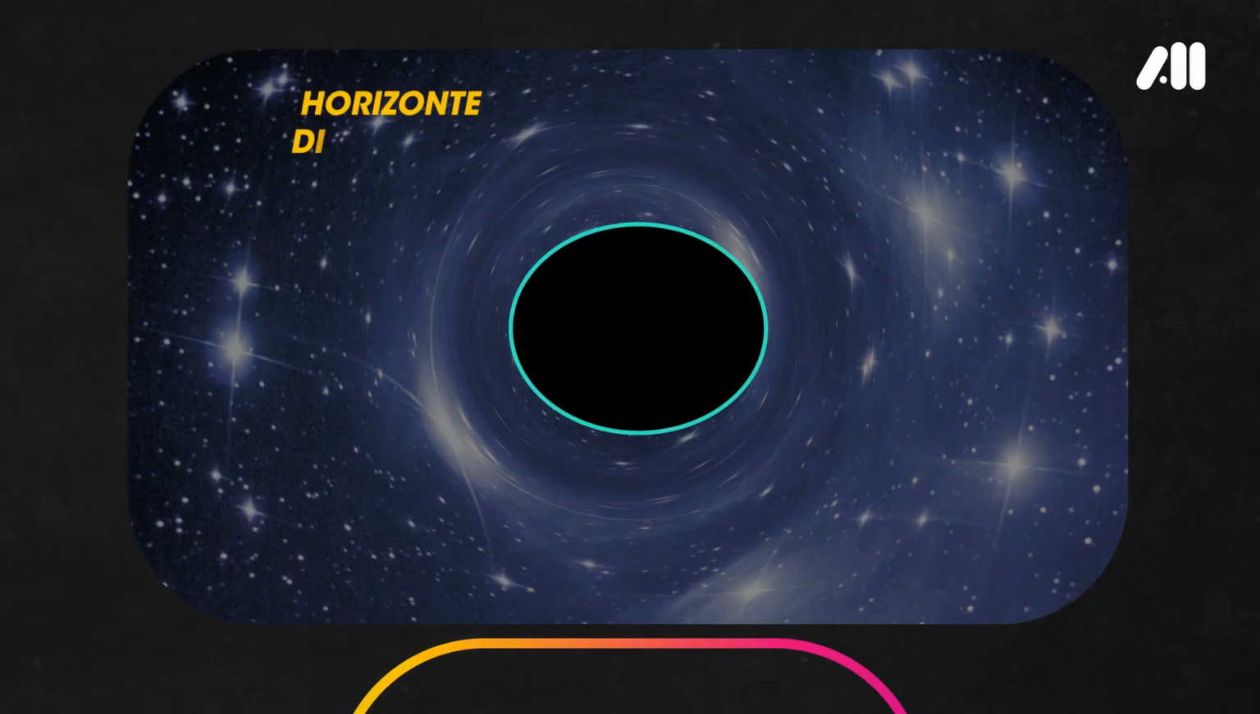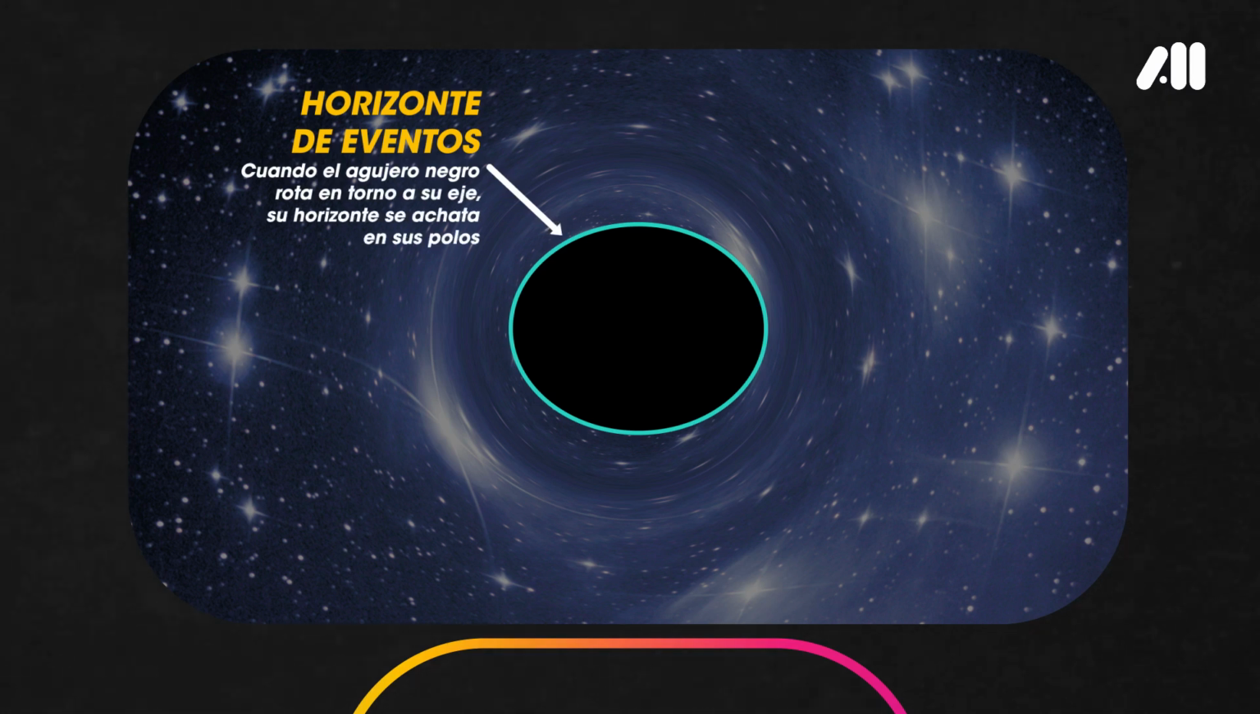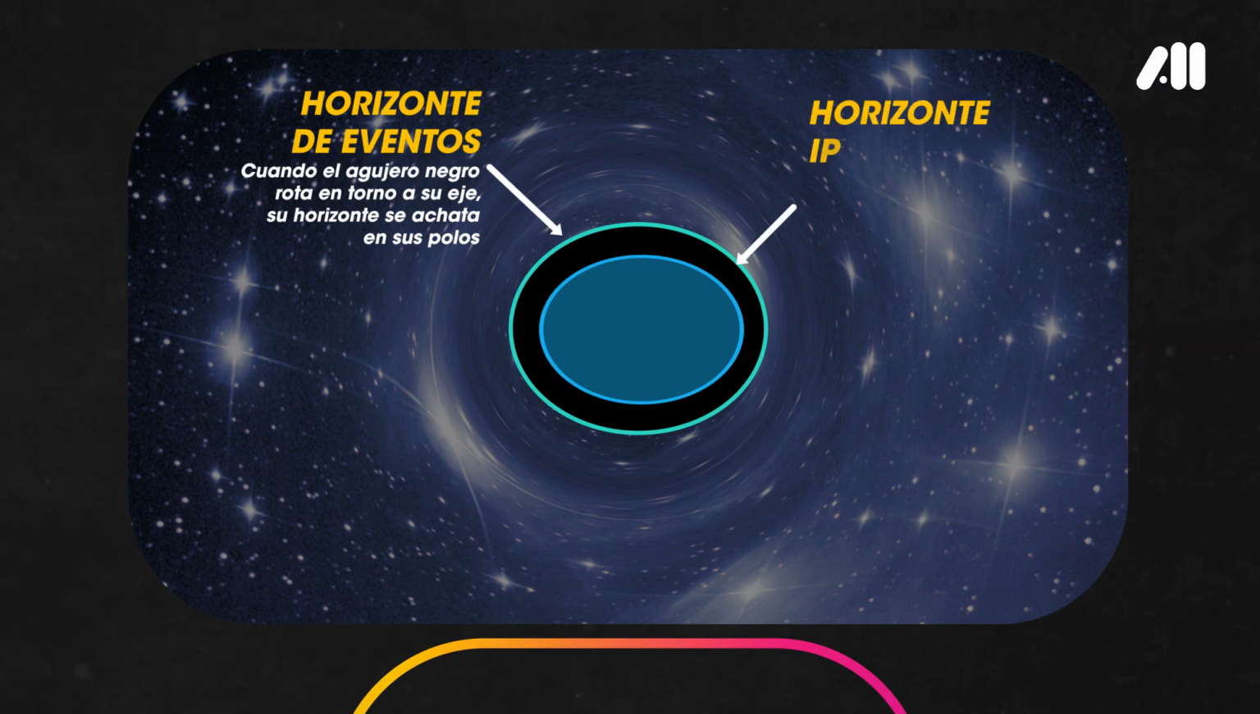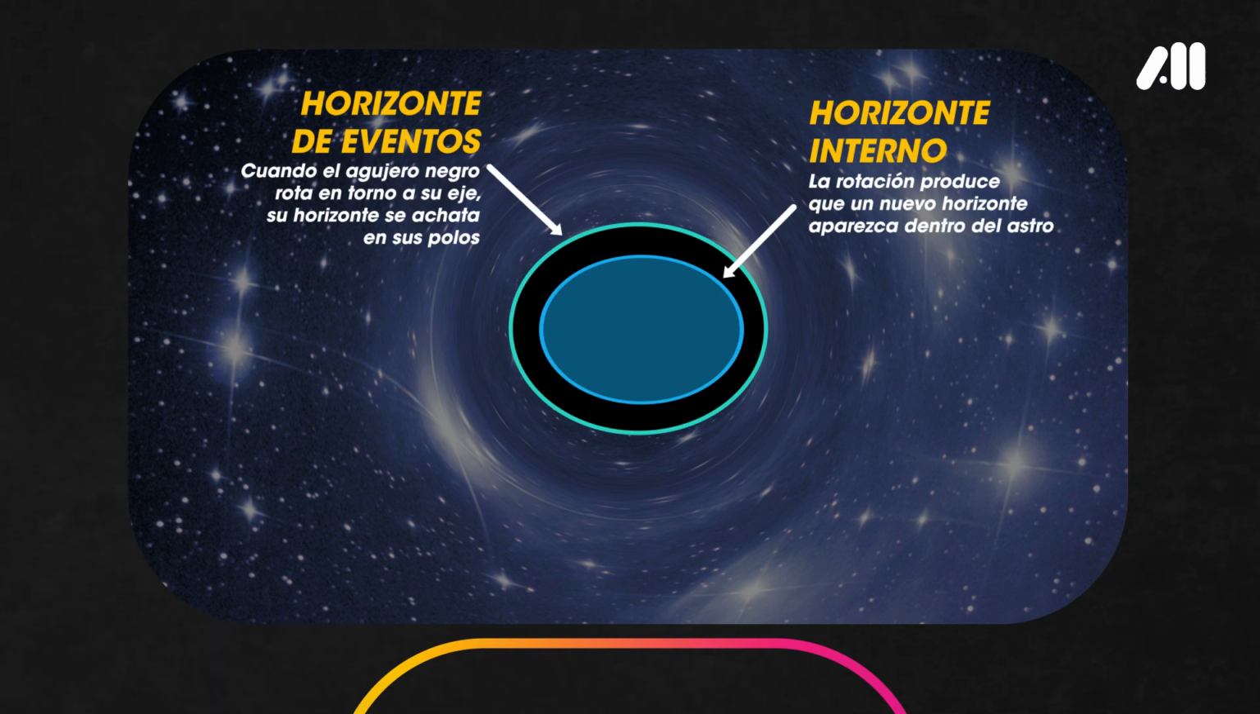Now, the point is that there are other things that happen when the star rotates. Initially, inside the event horizon, which will no longer be spherical, but will have that flattened shape like a hamburger, another horizon appears inside. Rotating black holes begin to develop, inside the event horizon, another horizon known as the Killing horizon, which is also unstable.